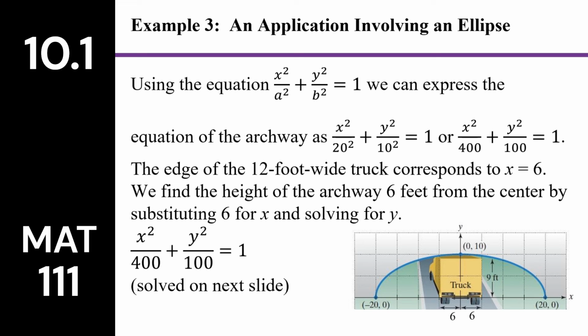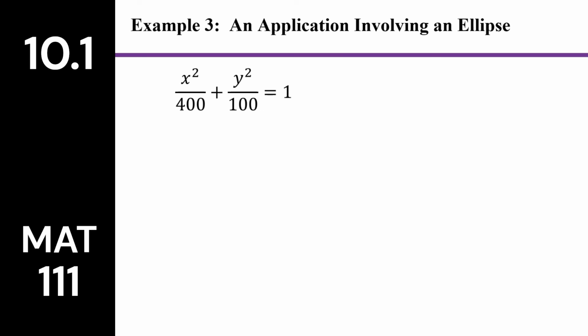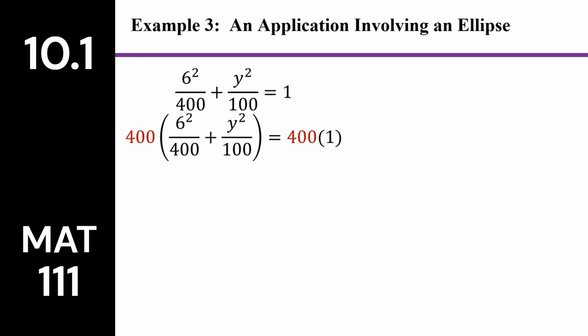We find the height of the archway 6 feet from the center by substituting 6 for x and solving for y. So we take our equation for the ellipse and we substitute 6 in for x. Then to clear the fractions, we multiply both sides by the least common denominator of 400. When we multiply 400 times the first fraction, the 400s cancel and 6 squared simplifies to 36. When we multiply 400 times the second fraction, 400 over 100 is 4, so we get 4y squared. And on the right side, we get 400.